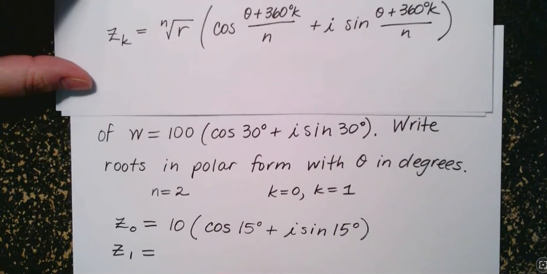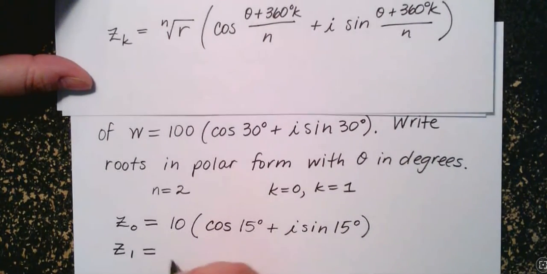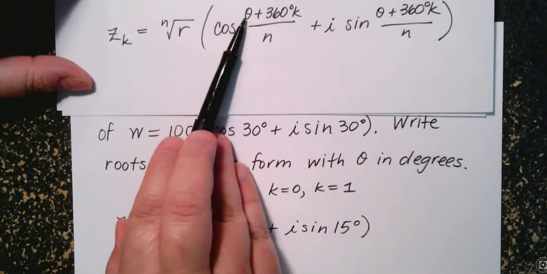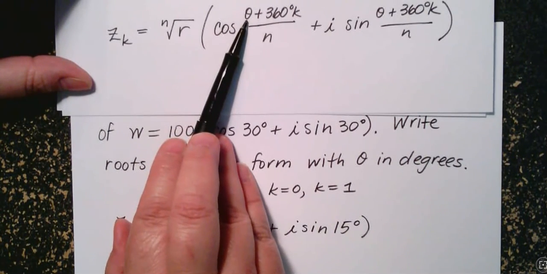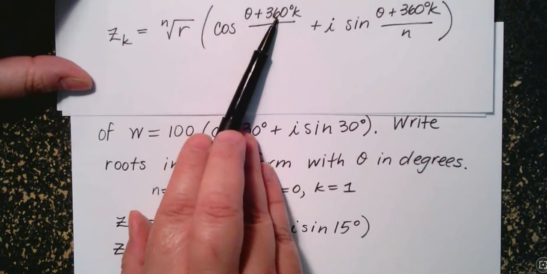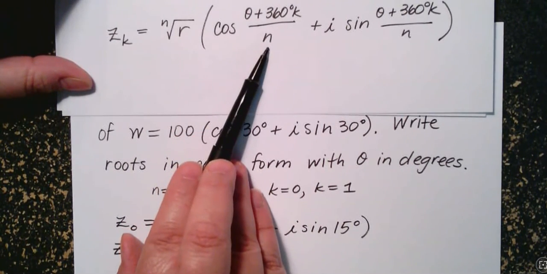Let's see if I can fit this a little bit better. Again, the number out front is the square root of 100, so that's not going to change. What is going to change is what happens here. I'm going to take theta, which is 30, and I'm going to add to it 360 times 1. K is 1, remember. 30 plus 360 times 1 is 390. Then I'm going to divide by n, which is 2. 390 divided by 2 is what?